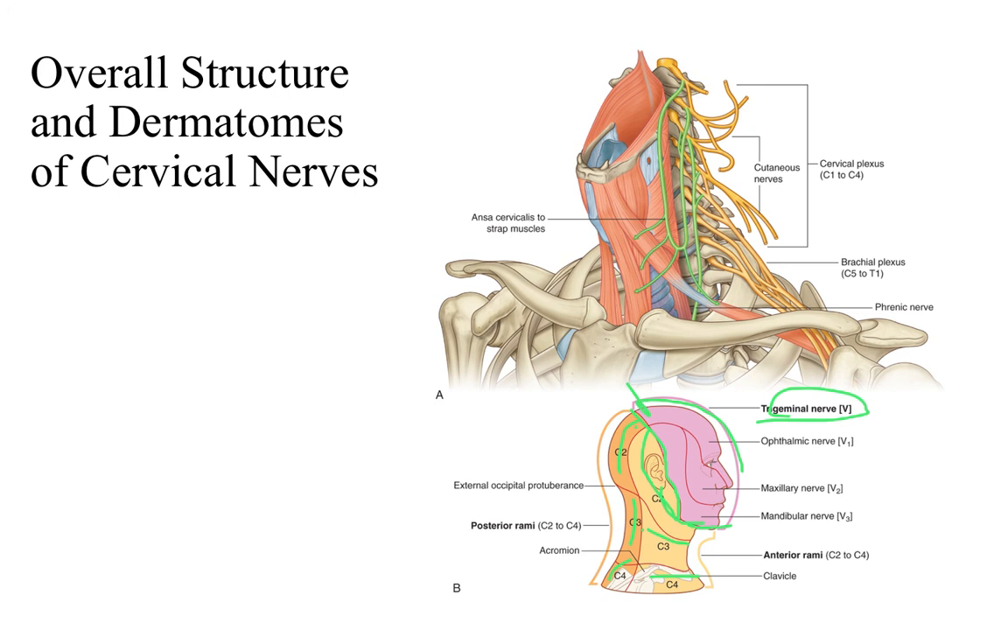Notice that there is no dermatome for C1 because C1 primarily carries motor neurons. So that's why you're only going to see dermatomes for C2 onward, because there is no dermatome for C1. In fact, the only real sensory component of C1 is involved with the dura mater.